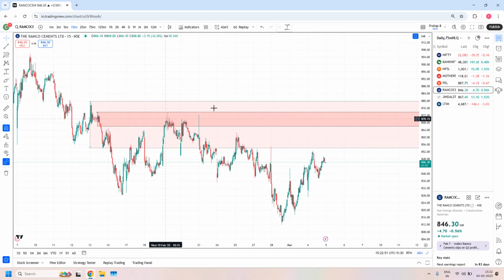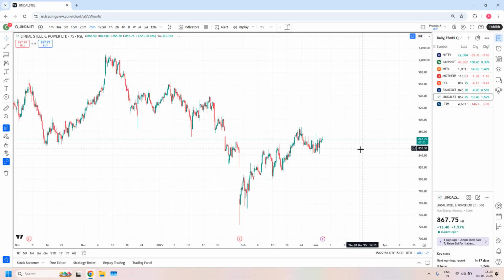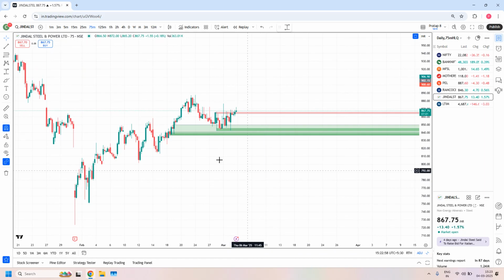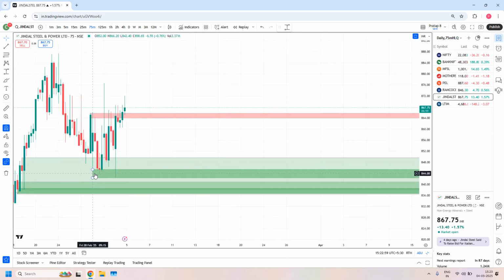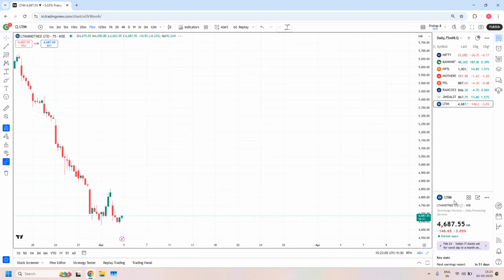This one we already discussed. And the next one is 75 minutes demand zone, Jindal, which we just now discussed. We have an aggressive trade setup. A 3 minute zone is there. That is only from experienced people's point of view. Next one, the last one, is LTTM.